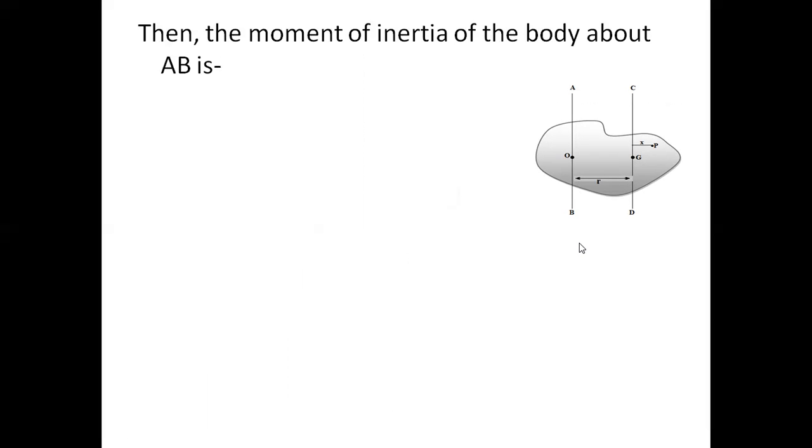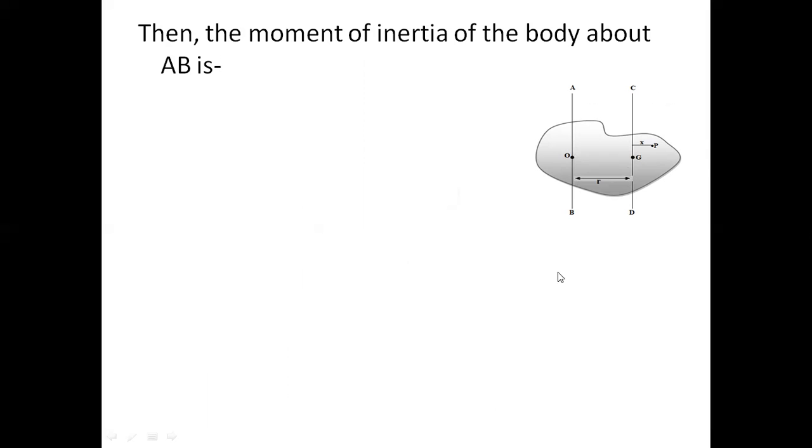Now the same figure, the previous figure, I have represented in this slide also. So now the moment of inertia of the body about AB is equal to, for a single particle, as I have written in the previous slide, the moment of inertia of the particle P about the axis AB, which is equal to mass multiplied by r plus x whole square.